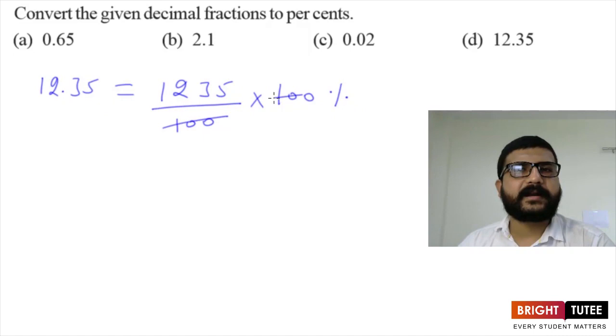Now 100 and 100 will be cancelled out. So we are left with 1235%. Therefore 12.35 is equal to 1235%.